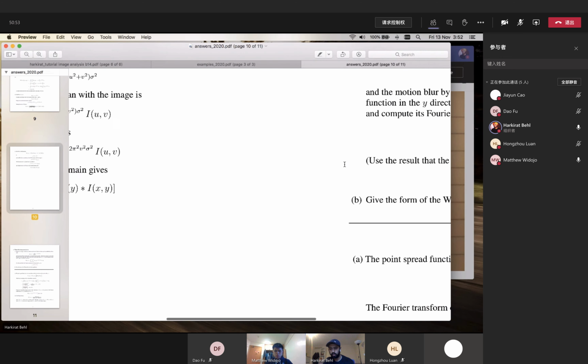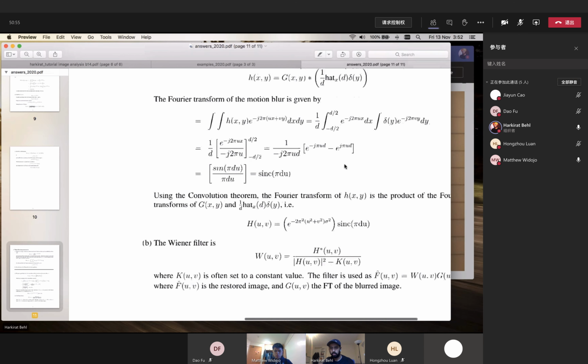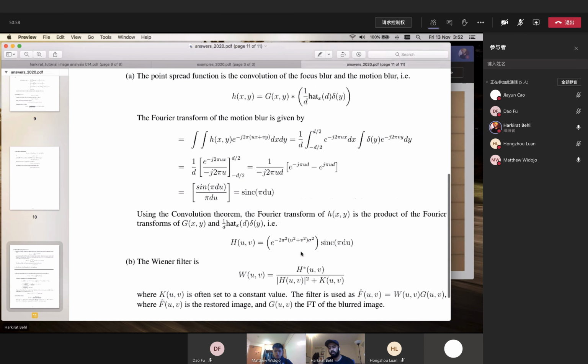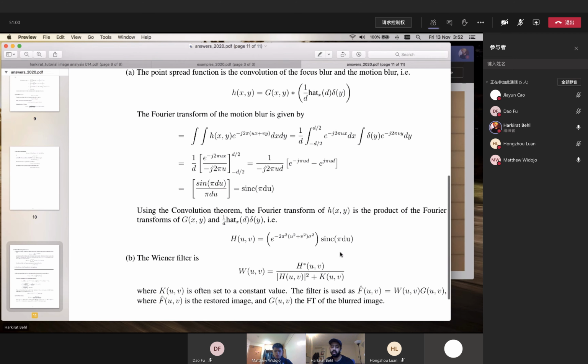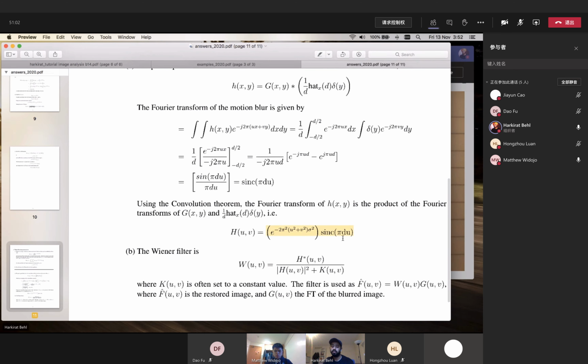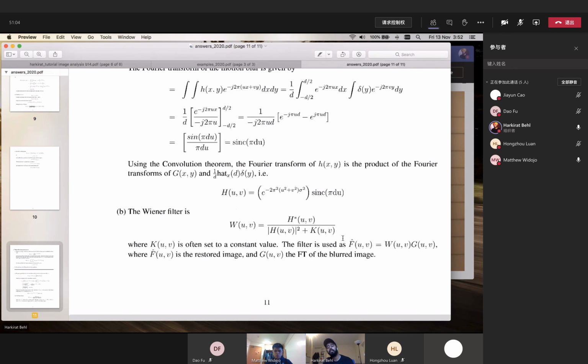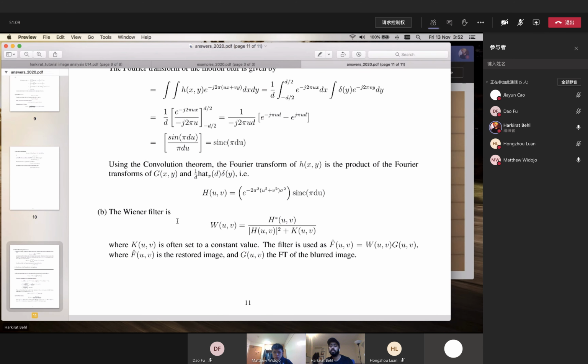And in the second part, this is the final form. I think all three of you, the three I checked, were able to write it correctly. And then there is a Wiener filter. This is, I think, from your slides again. This is the form of the Wiener filter, and all three of you wrote it correctly.